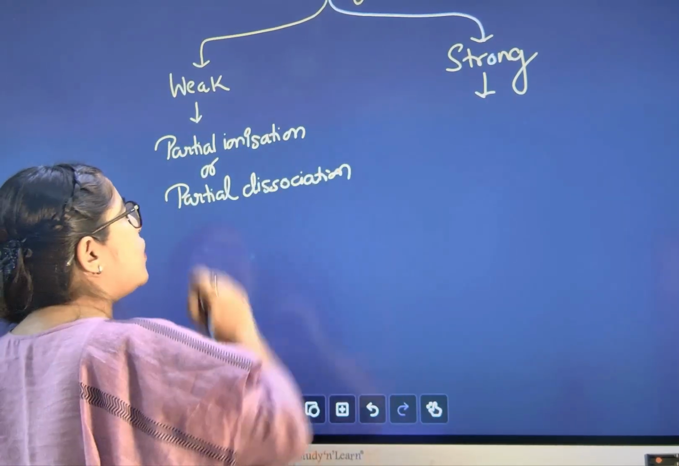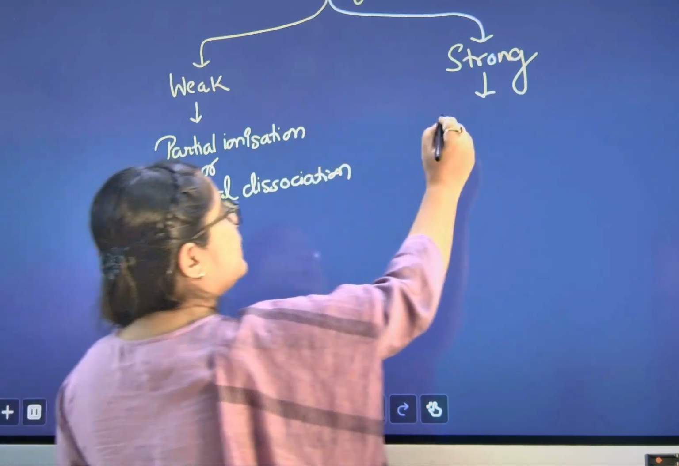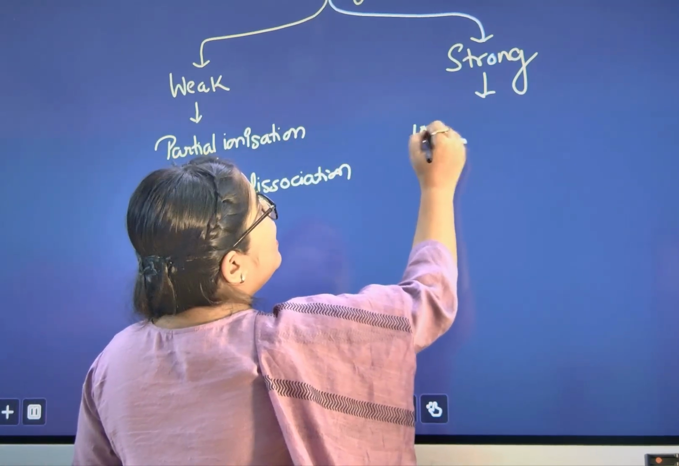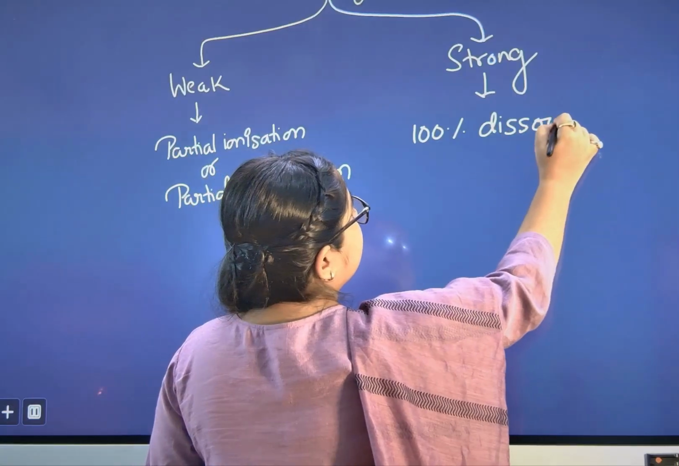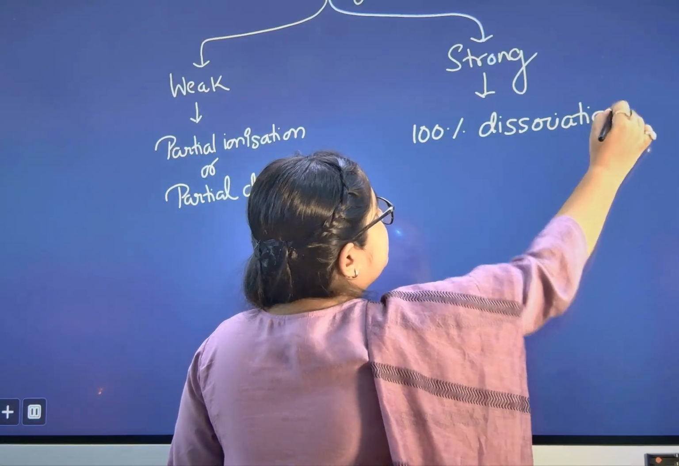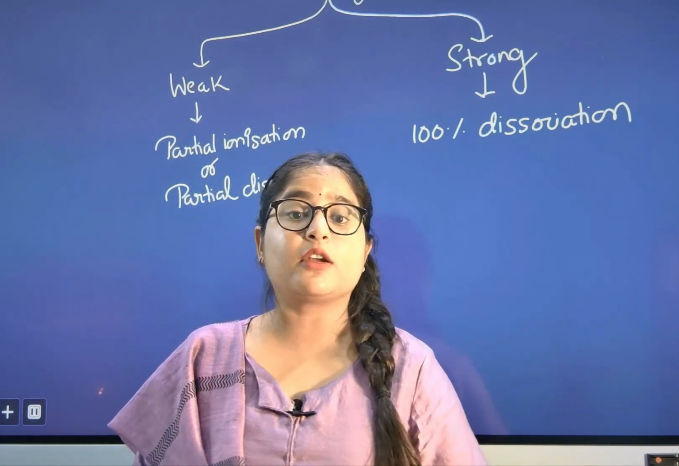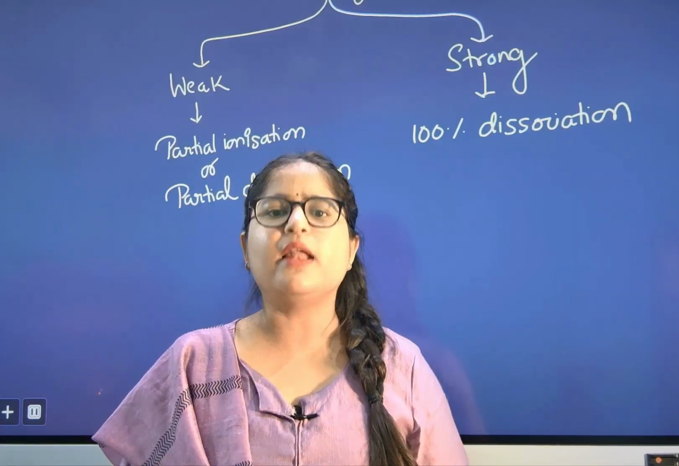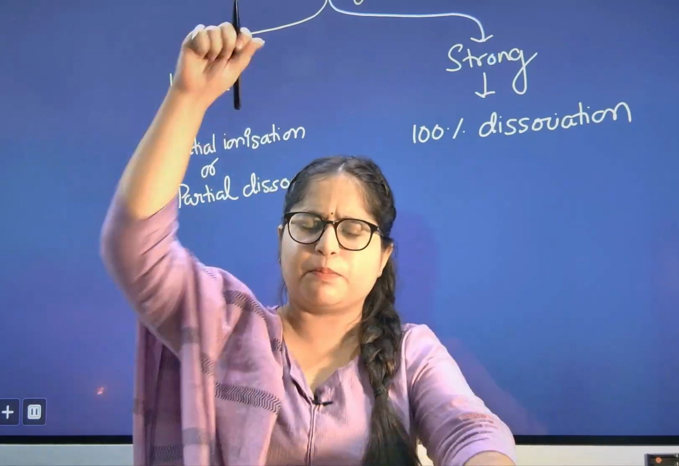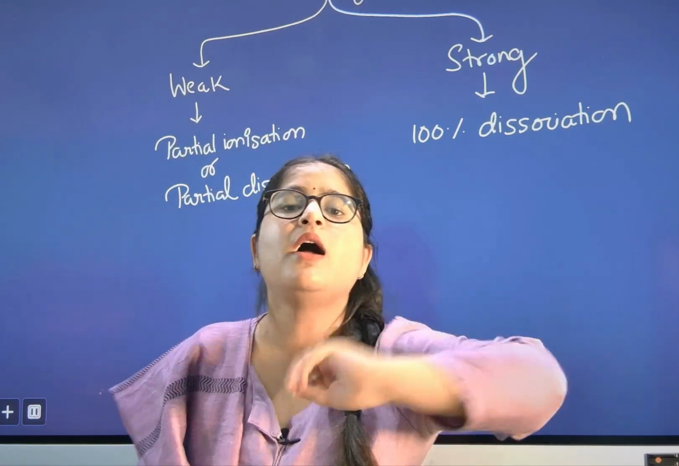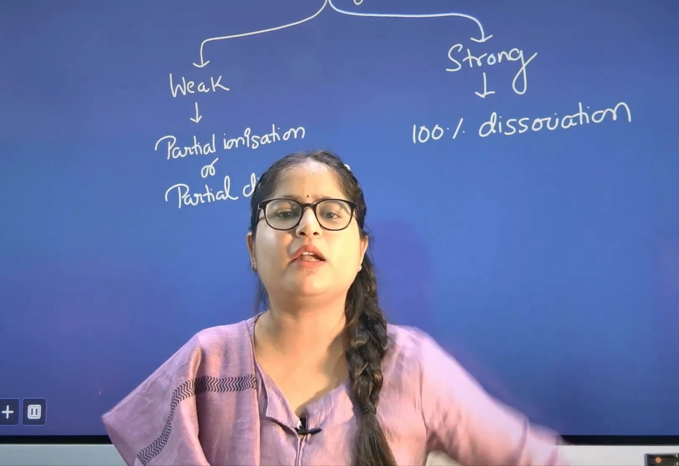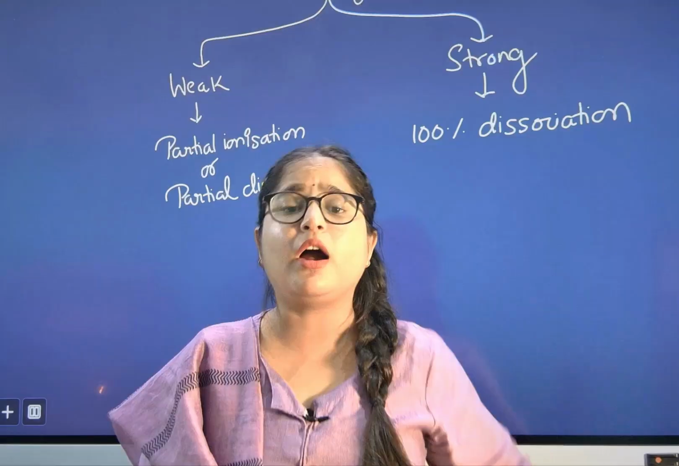Okay. Next, strong electrolyte. Strong electrolytes are those which undergo 100% dissociation. It means they completely dissociate. You put it into water, it will dissociate. How much? 100%. Completely it has gone into cation and anion. That is known as strong electrolyte.